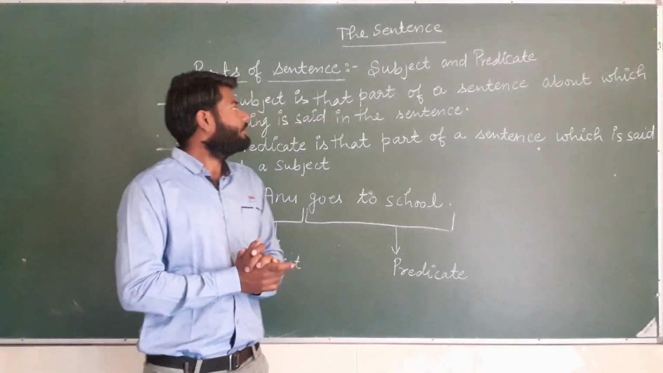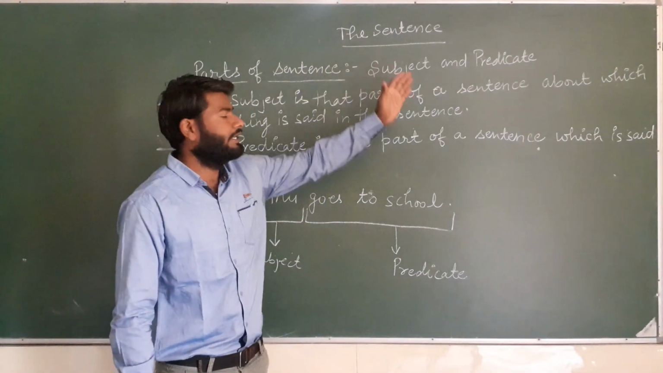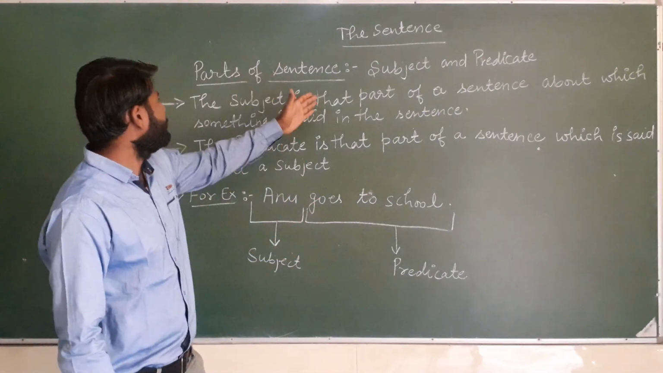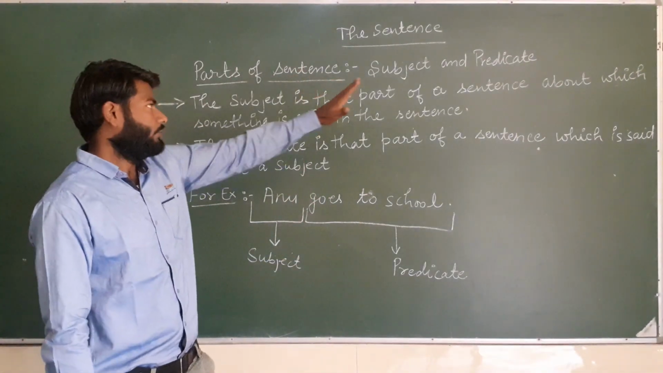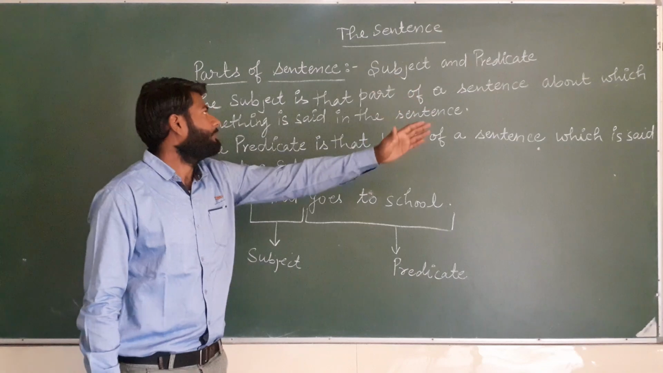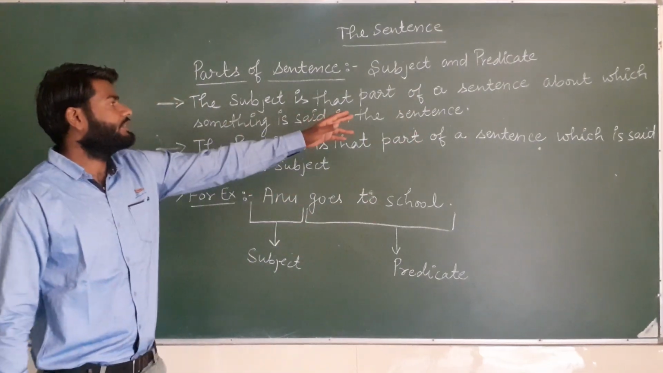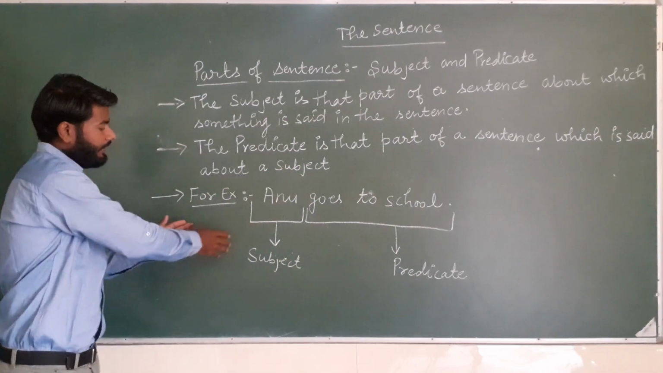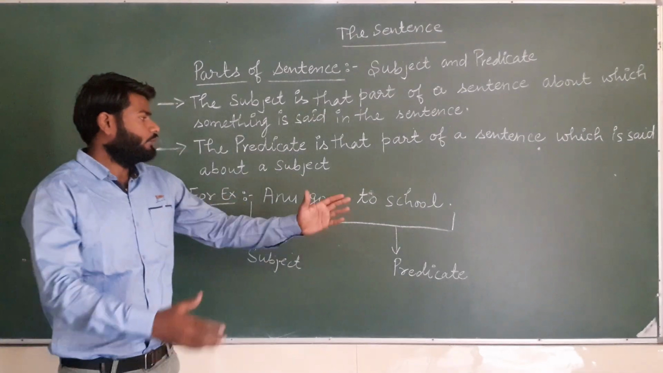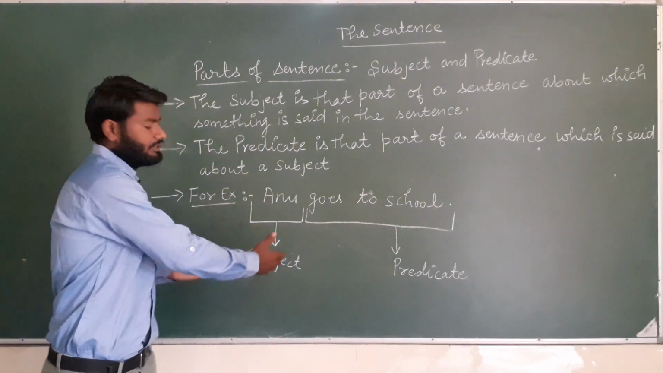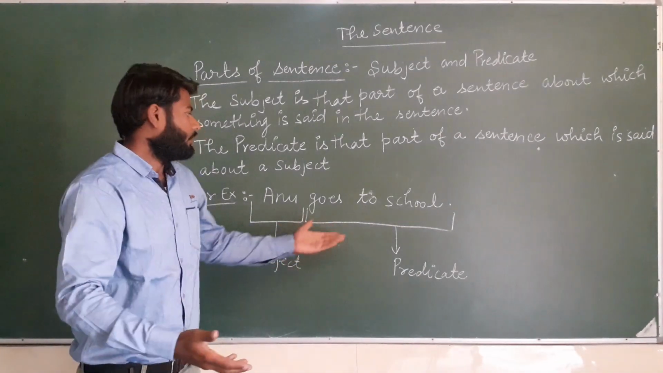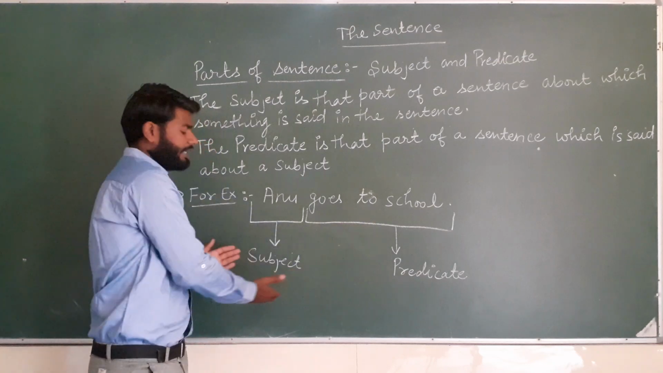So in today's video, we studied the sentence. In the previous video, it was the sentence definition, and this video is about the parts of a sentence, the two parts, subject and predicate. You see the subject definition on the board, and after that we studied the predicate. According to the example, Anu goes to school, who goes to school? Anu. Where does Anu go? Goes to school. This is the predicate and this is the subject.